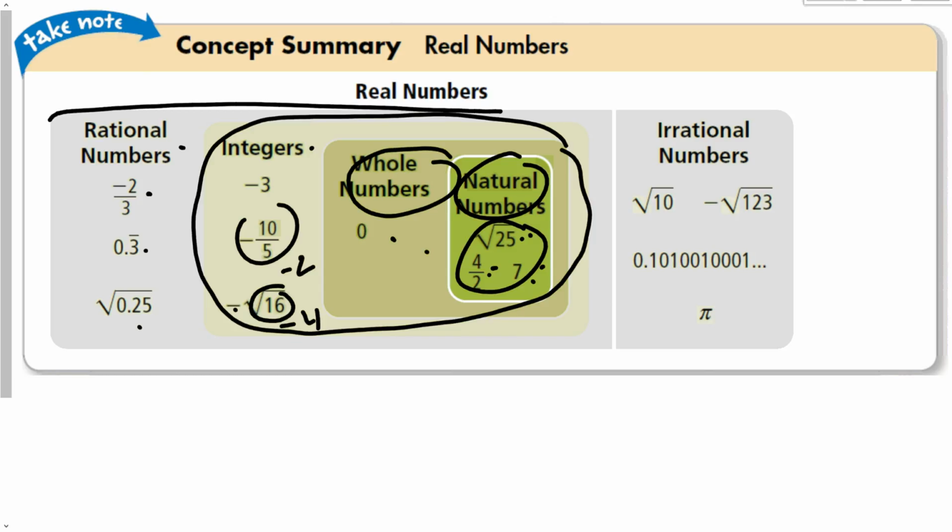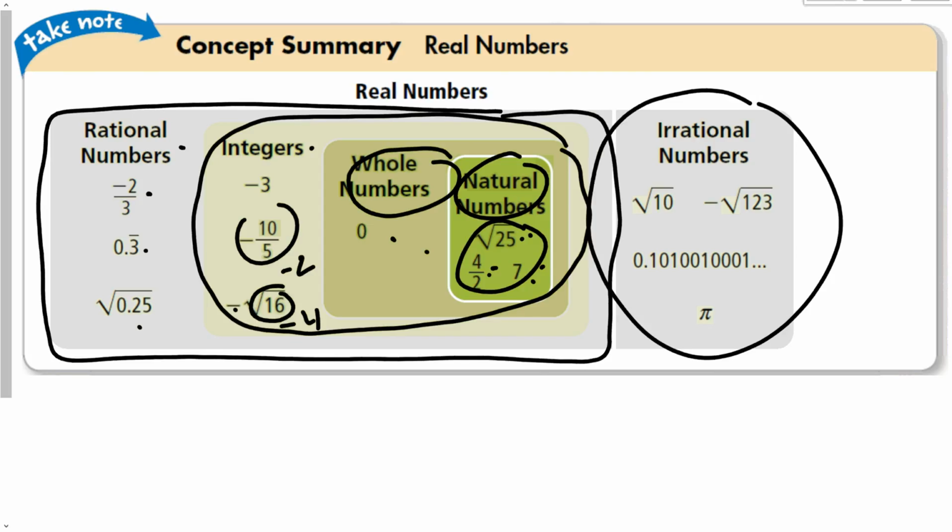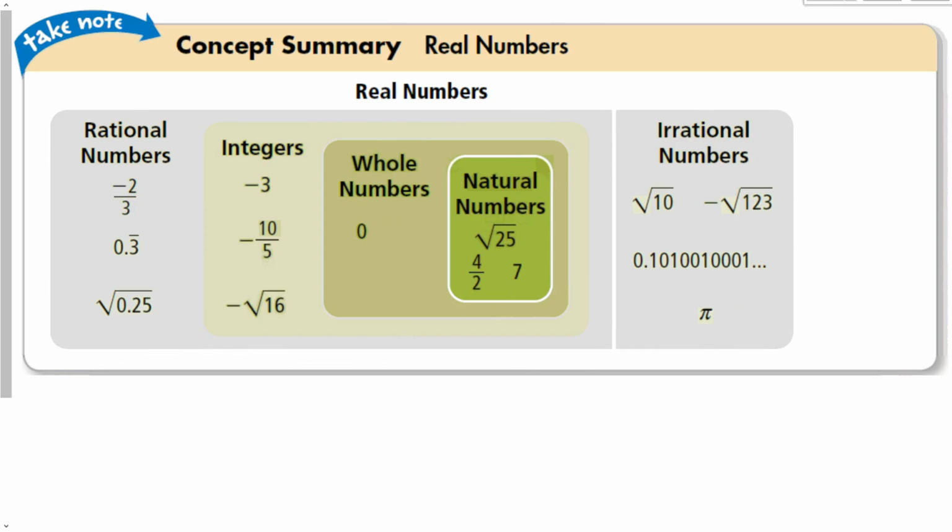All of these rational numbers are separate from the irrational numbers, which are radicals that don't work, decimals that repeat and have no pattern, no repeating pattern, and symbols that represent numbers.